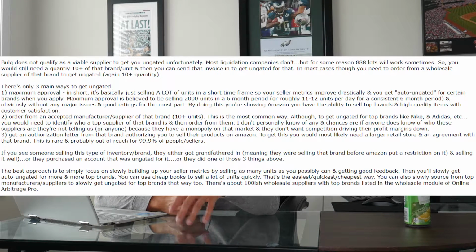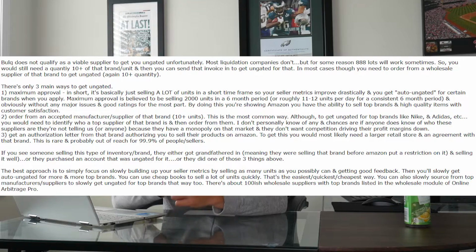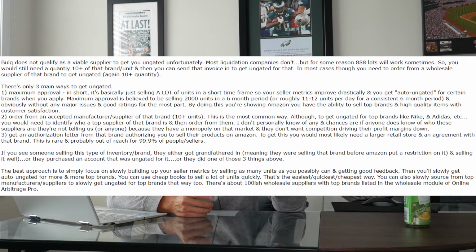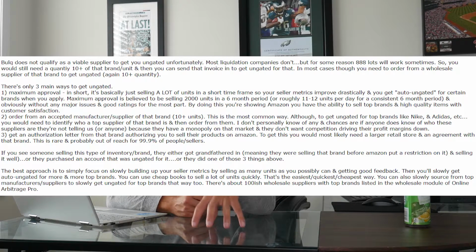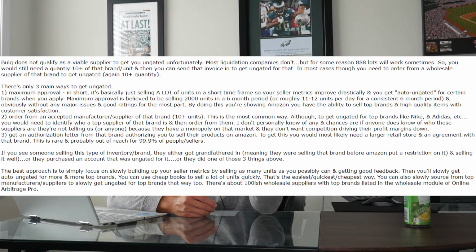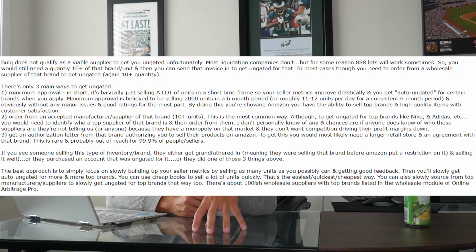And obviously without any major issues, right? So like any bad ratings or any A to Z claims or anything like that for the most part. So you need to keep your seller metrics up and you need to sell roughly 2,000 units in a 6-month period. By doing this, you're basically showing Amazon that you have the ability to sell top brands and high quality items with customer satisfaction, okay?